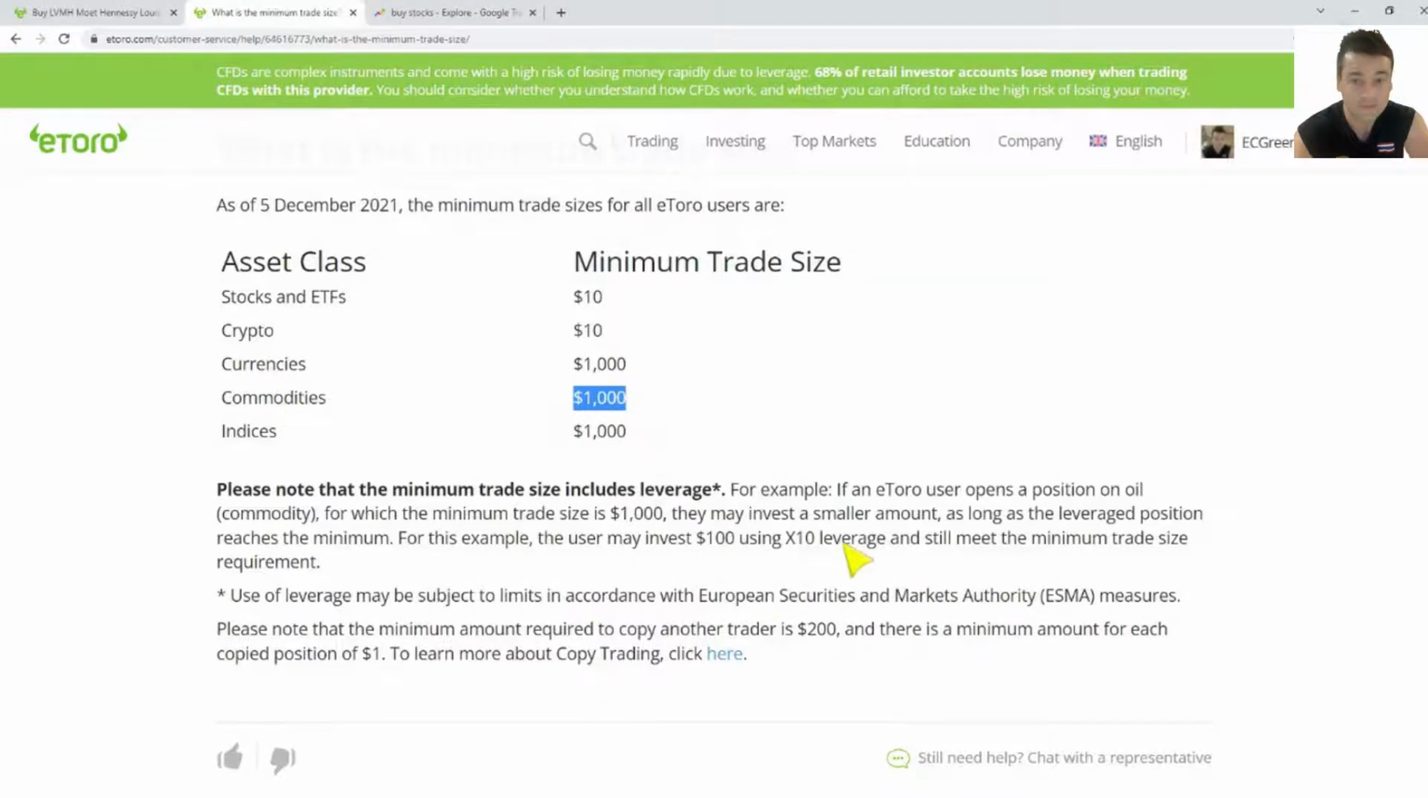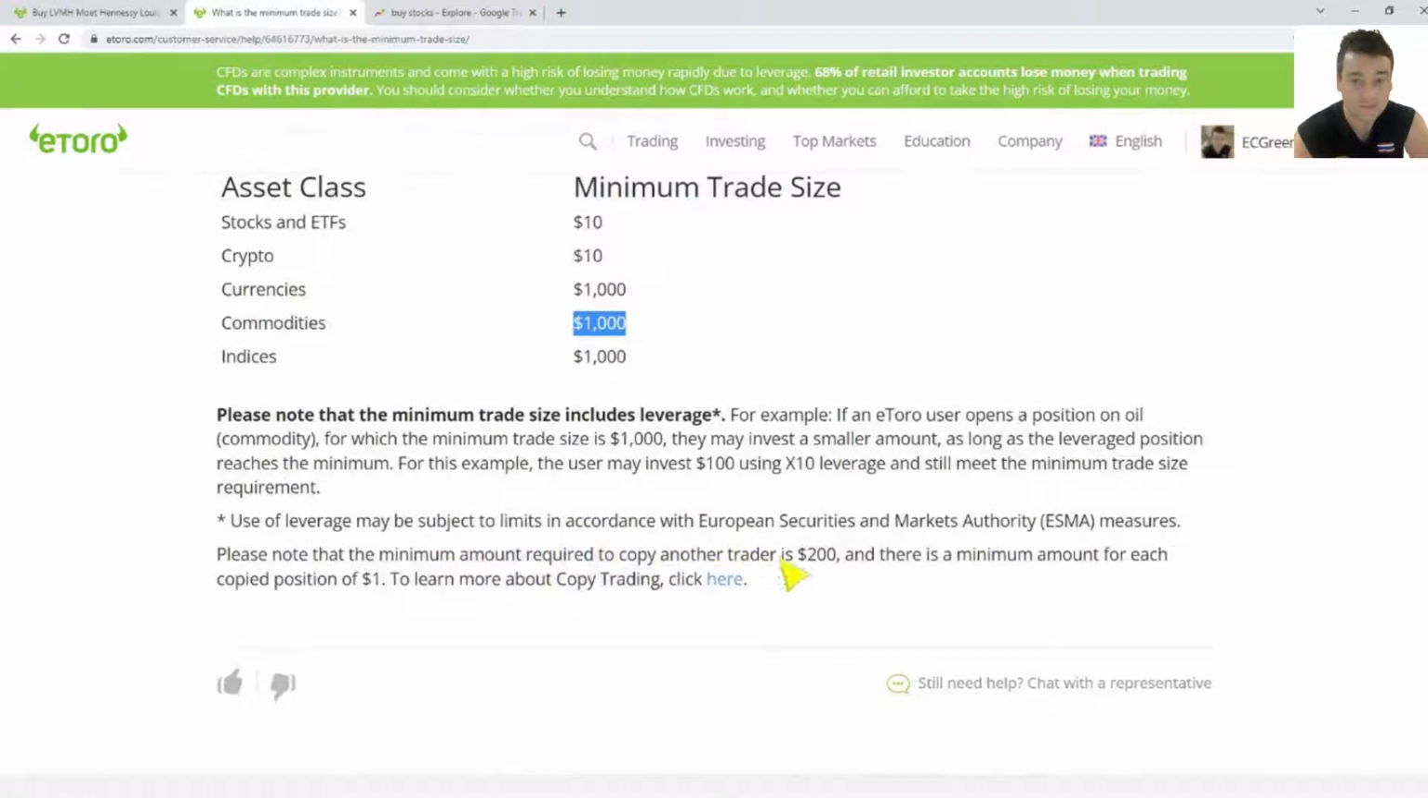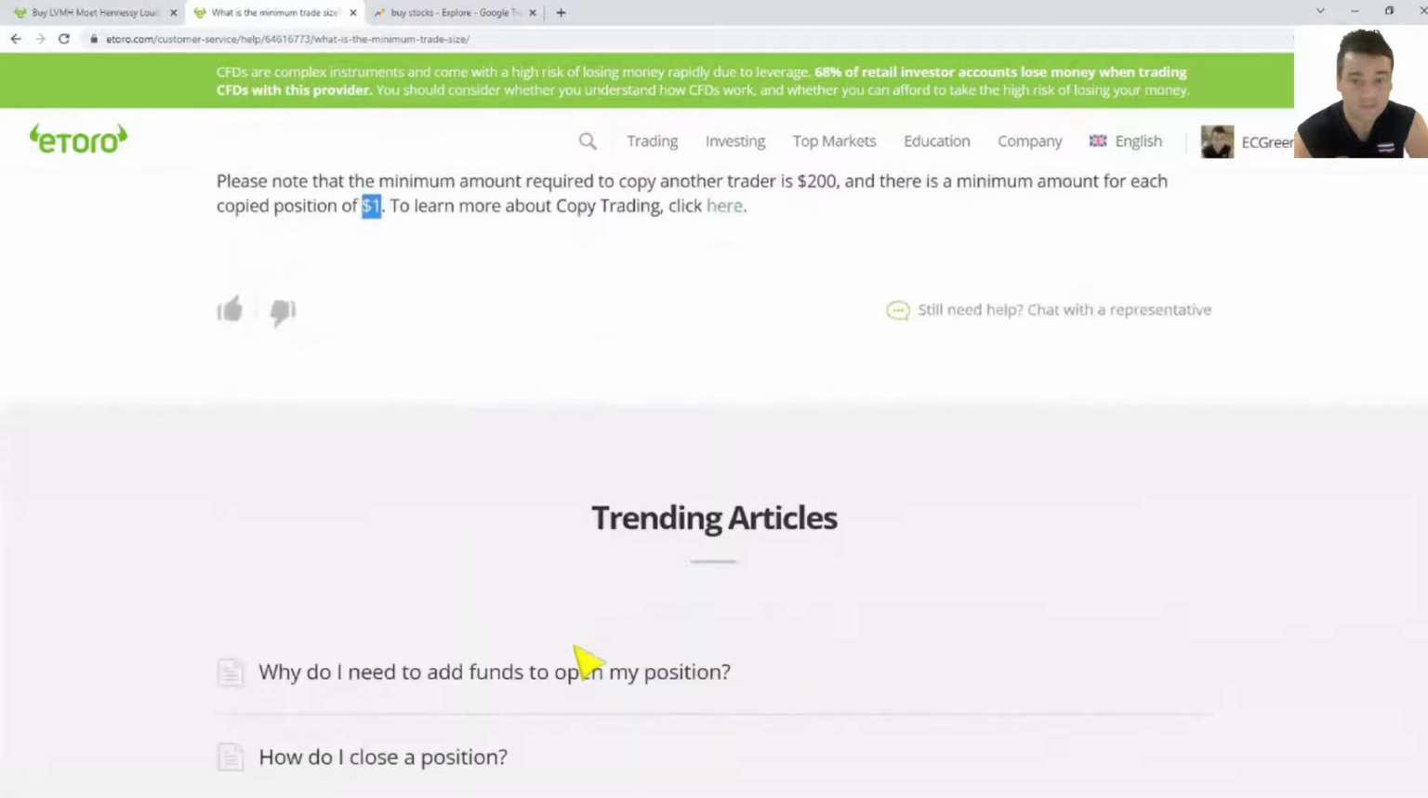Okay. But just be careful and remember the minimum amount to copy someone on eToro is $200. Always check their bio to see the recommended amount, because every trade has to be at least $1. So for example, for JP Corp Bond, you had to invest $600 to open all the trades. If you invested $200, some of the trades wouldn't open, because 0.4% of your $200 would have been around 60 cents. So just be careful with that.